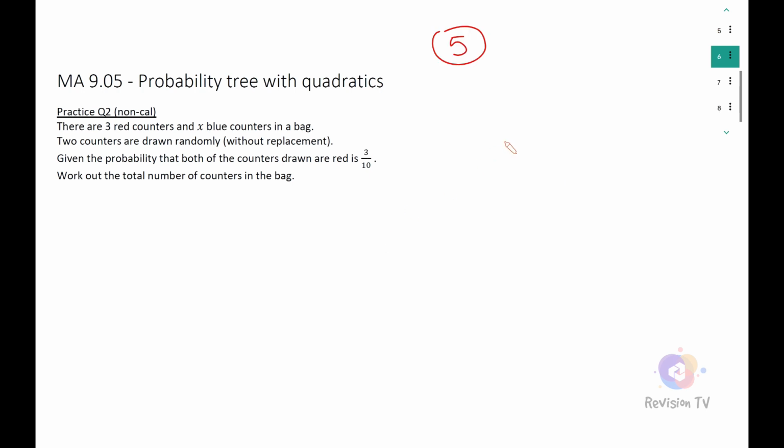Final answer is 5. You should be able to work out x is 2 if you got 5 as the final answer. If you didn't get 5, but you got x equals 2, you got 1 mark taken away. But the final answer is 5. If you got it right, move on. If you don't, let's go through.